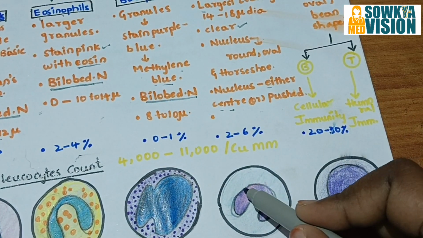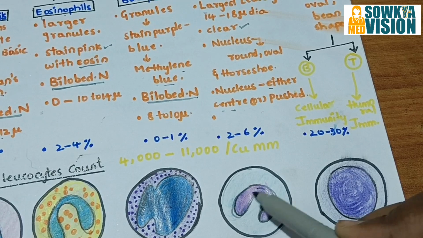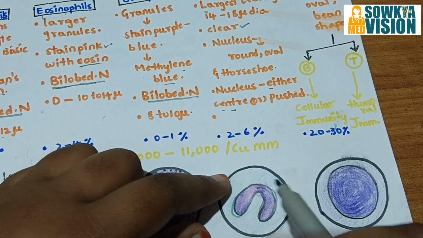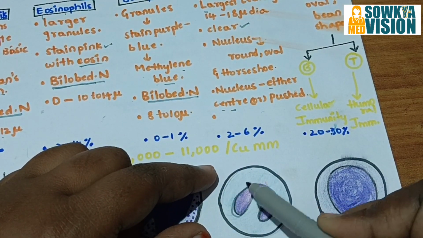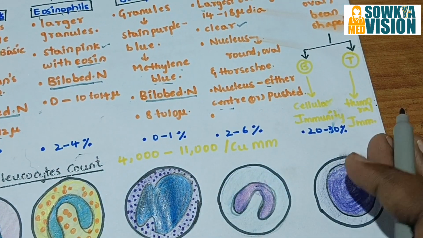Yes, this is the horseshoe shaped nucleus. It is presented here in this picture. It is presented centrally. It can also be presented at one side. Yes, complete cytoplasm is pushed to one side and the nucleus is pushed to one side.